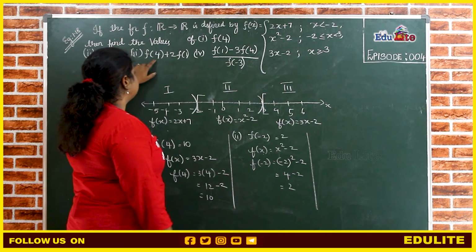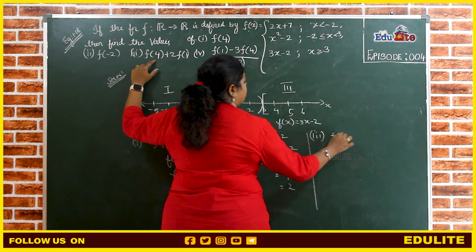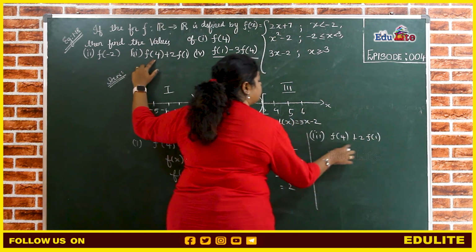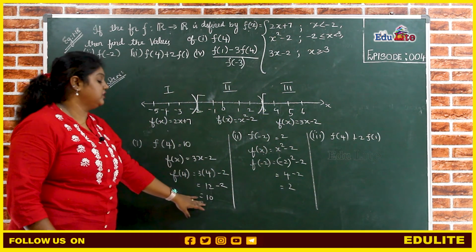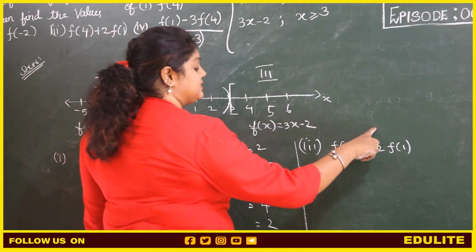And in the third subdivision, we have to find f of 4 plus 2 into f of 1. F of 4 we already found in the first subdivision. We know the value is 10. We will find f of 1, then we will substitute in this.